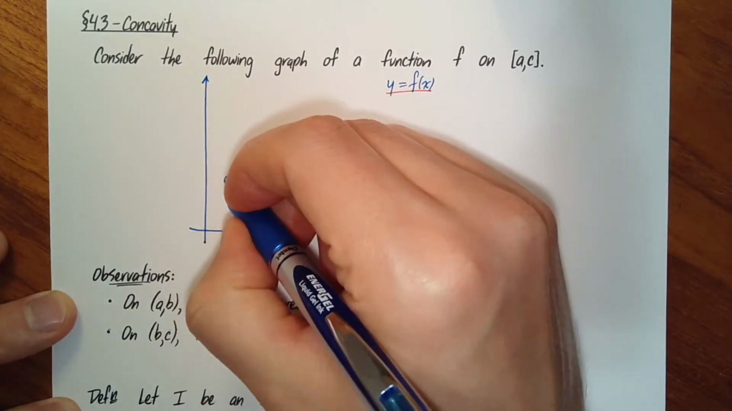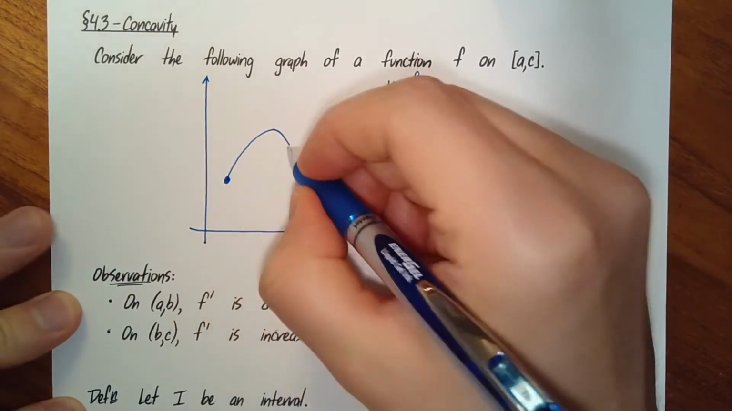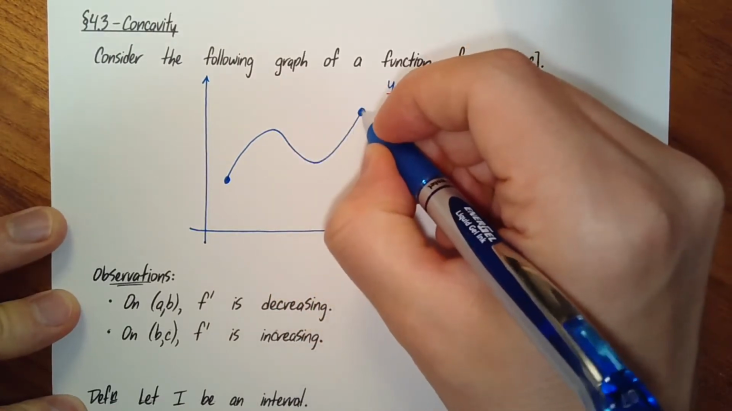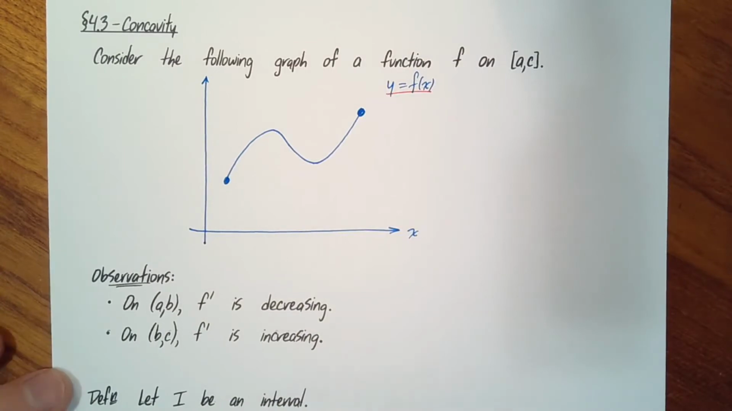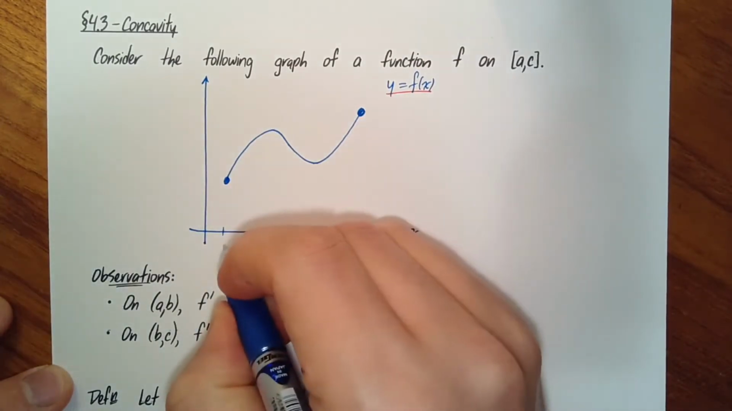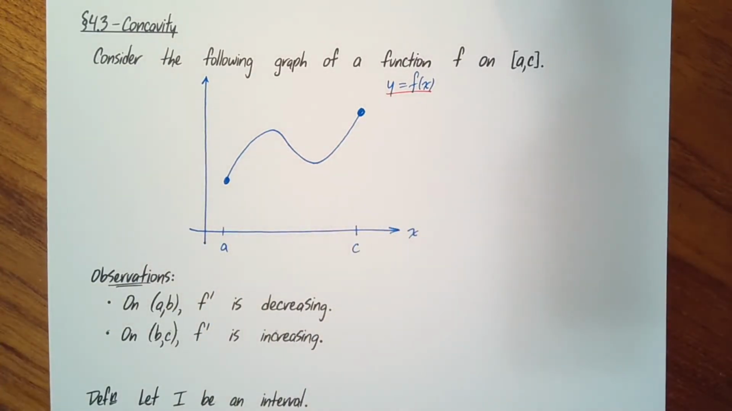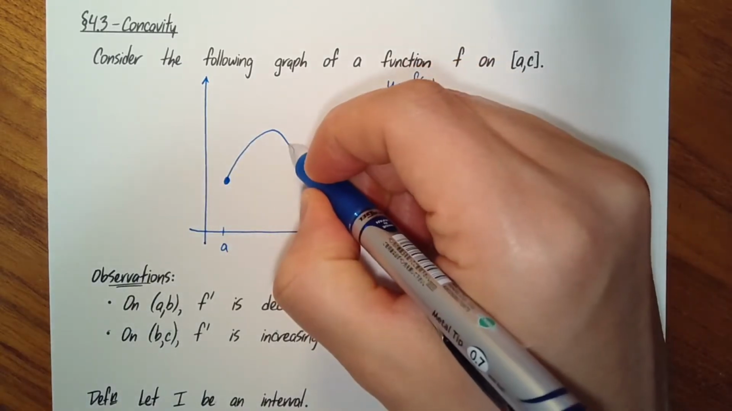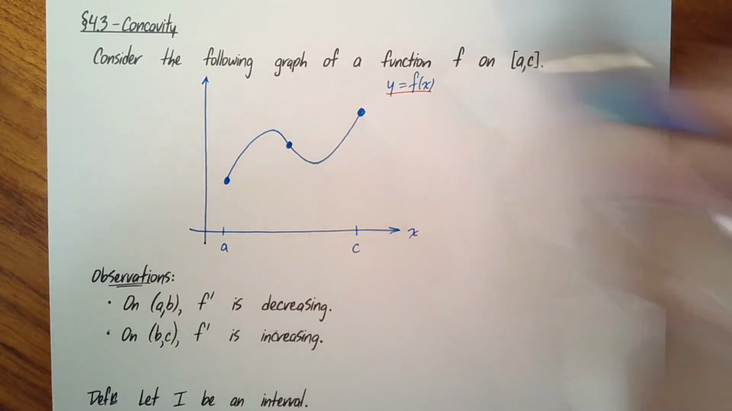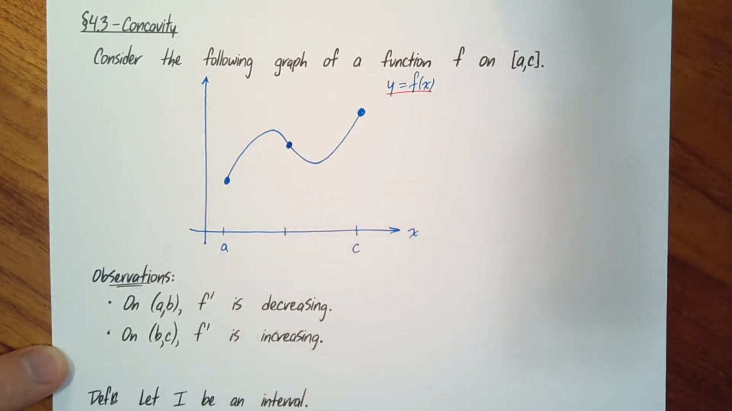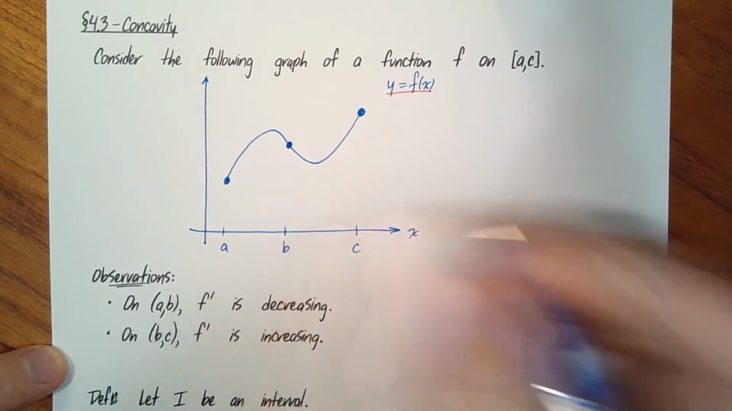Just going to draw a function that increases, and then it comes down and decreases, and then it increases again, maybe to about here. And again, I'm just going to look at a segment of a curve. So this is a function that certainly looks like it's continuous on the closed interval a to c if I label a and c on the x-axis like that. And then I'm going to also label one other point on the graph of the function. I'm going to call that point one that has an x value of b.